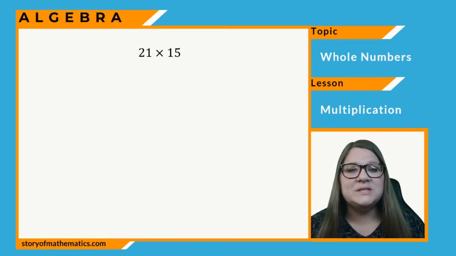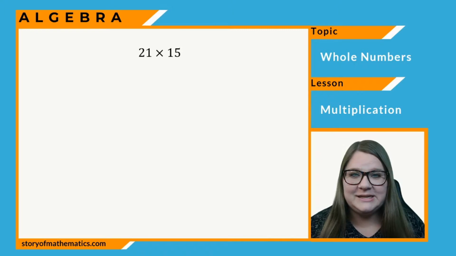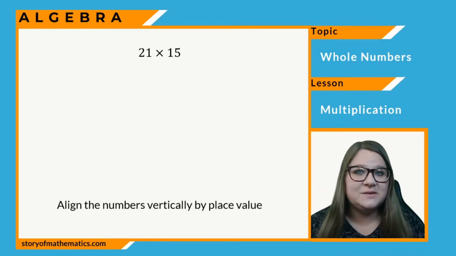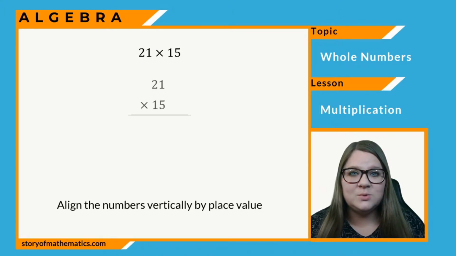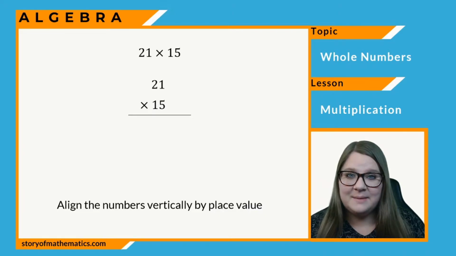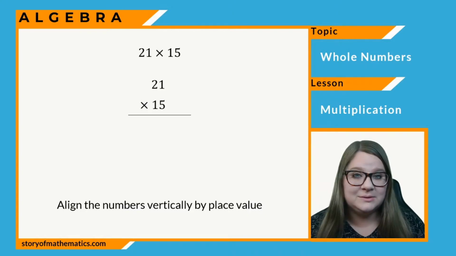So let's say I want to multiply 21 and 15. I'm going to start by aligning these vertically. So I put the 21 on top, the 15 on bottom. Notice that the 1 and 5 align because they're both in the ones place, and the 1 and 2 align because they are in the tens place.